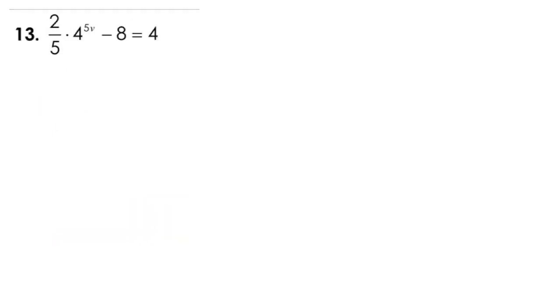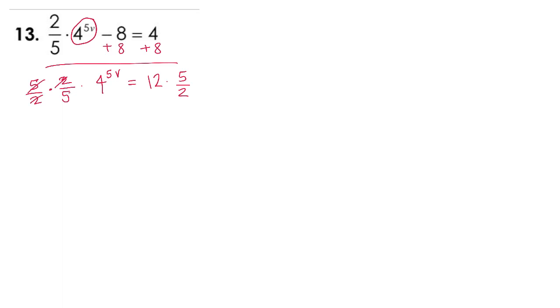Okay, with this problem, we definitely do not have our exponential term isolated yet. So starting with adding 8 over, so we're going to have 2/5 times 4 to the 5v equals 12. And now we're going to divide by 2/5, which is the same as multiplying by 5/2. And let's see, we make sure all that cancels. We have 4 raised to the 5v equals, we can put 12 over 1 and we will cancel. And so that's going to leave us with 30.